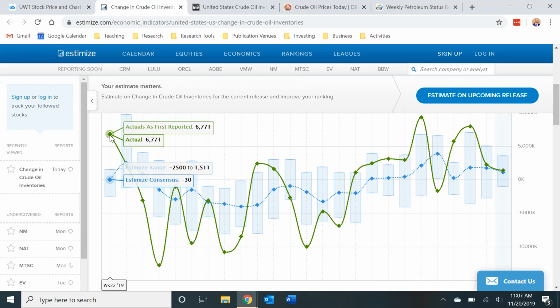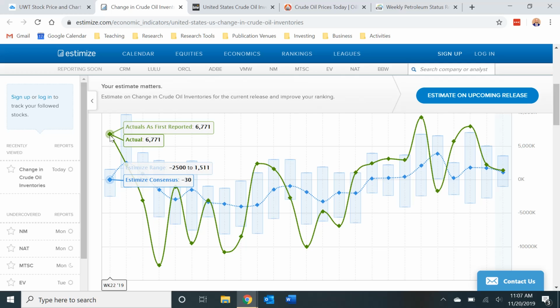And so on Wednesday, after this report is released, the EIA's report is released, I would expect oil prices to go down for the rest of the day because we saw much weaker demand and much stronger supply for the week than the market expected.